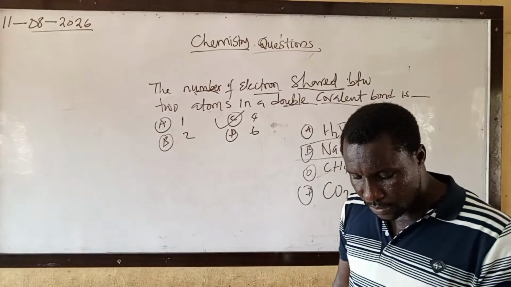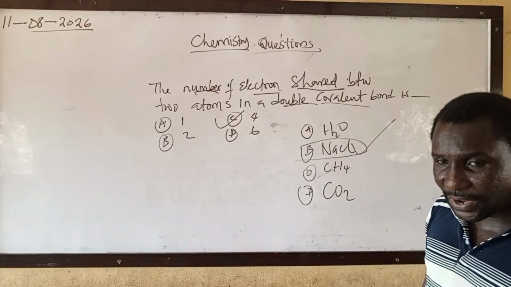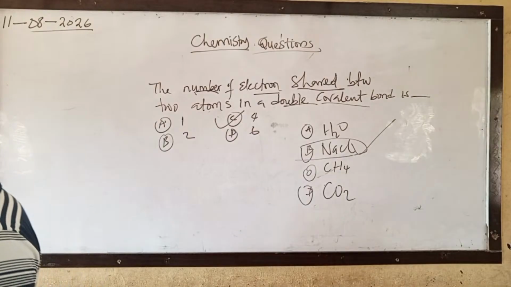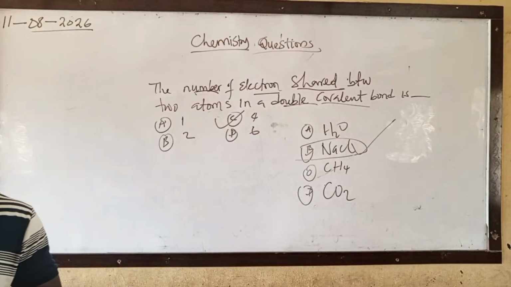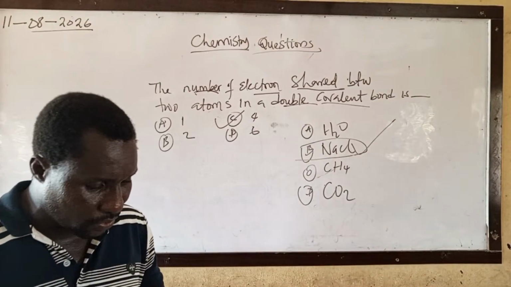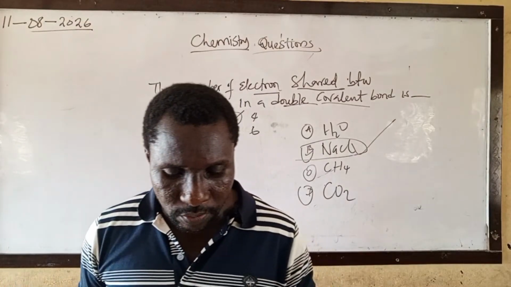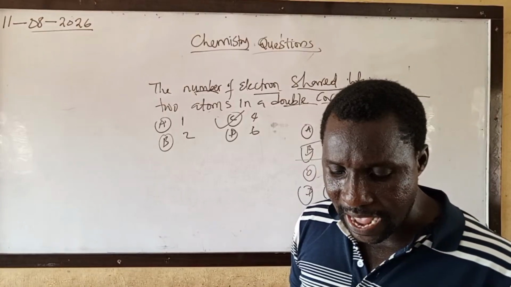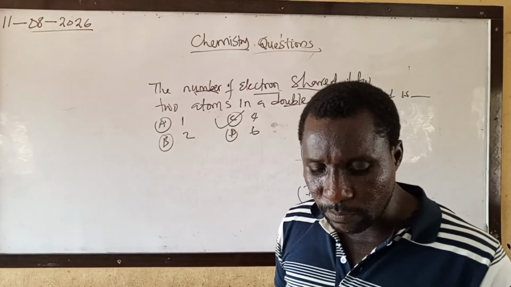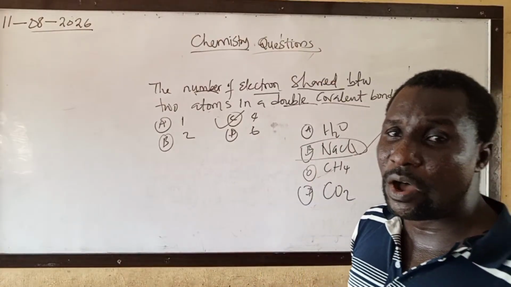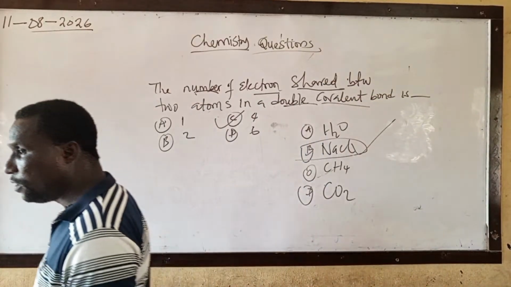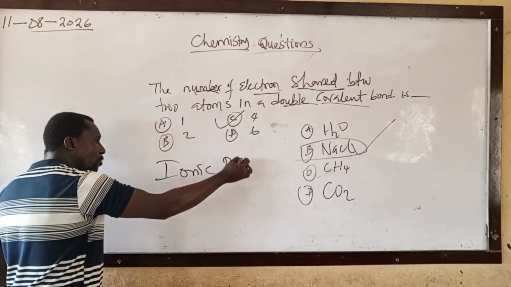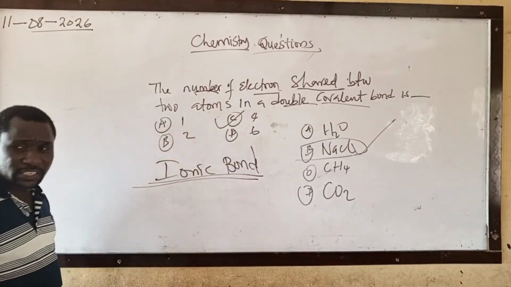Number 5. The electronegativity difference between two bonding atoms is 1.9. The bond formed is most likely to be what? The answer to that question is ionic bond. Tomorrow, by God's grace, that is what I will first of all explain.